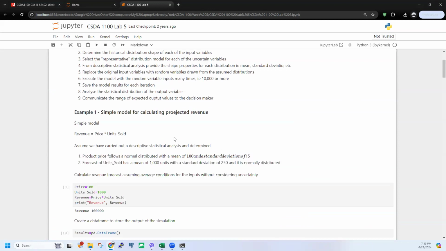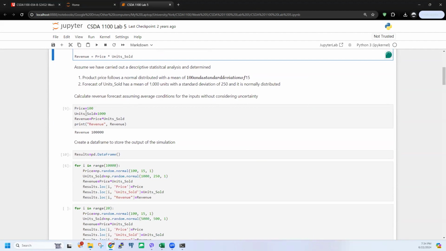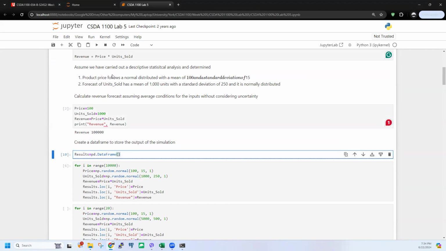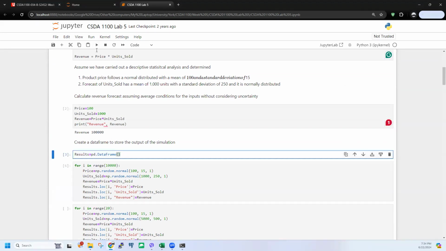So in this particular example, similar to what we did in Excel, we are calculating projected revenue, and we define revenue as price times units sold. It's just an established thing. So if your price is 100 and units sold are 1,000, your revenue is going to be price times units sold, and print revenue. This is just a simple function. You can run it again here, and that's it. You can bind these results into a data frame. That's how Python works. And it looks like it ran.